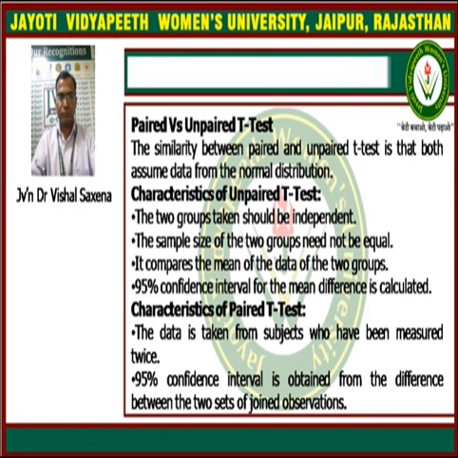Now the characteristics of a paired t-test: the data is taken from the subjects who have been measured twice, and the 95% confidence interval is obtained from the difference between the two sets of joined observations.